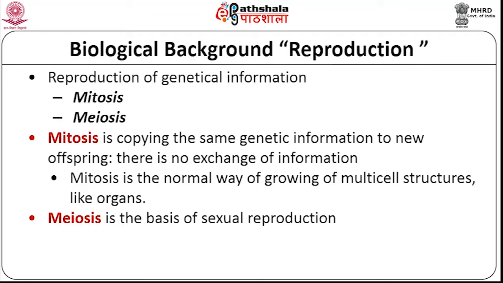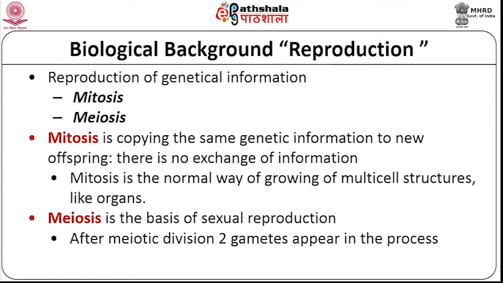But meiosis is the basis of sexual reproduction. We have studied this in biology. After meiotic division, two gametes appear in the process. So, you have two types of reproduction, mitosis and meiosis. We are more bothered about the meiosis aspect of sexual reproduction, where two gametes appear after the reproduction.